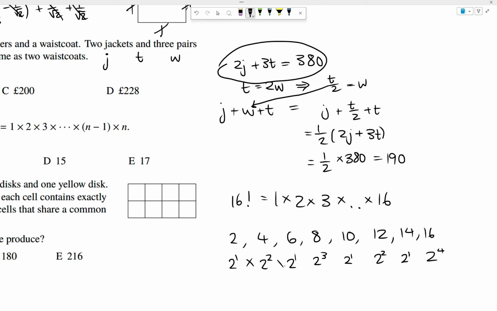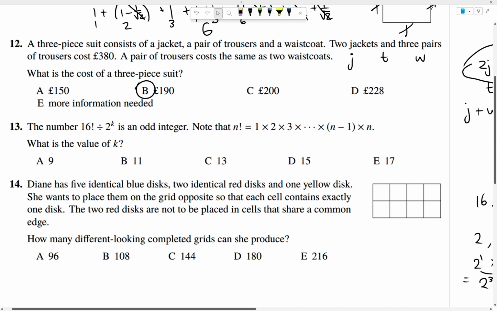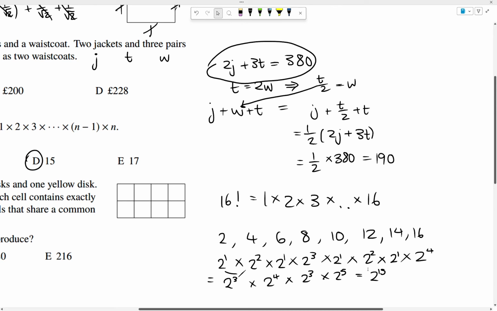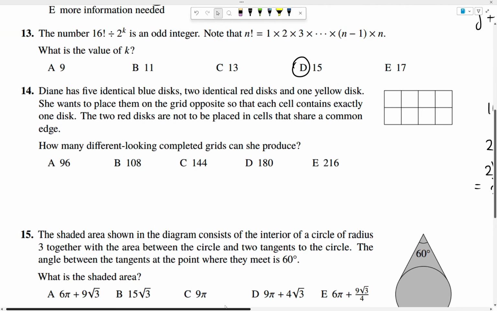So therefore the highest power of 2 which divides 16 factorial is their product. And that is 2 to the power of, if I put these together, 2 cubed, times 2 to the 4, times 2 cubed, times 2 to the 5, and that is 2 to the 15, I think. So my answer for the value of k will be 15. And the reason is, if we divide 16 factorial by 2 to the power of 15, we'll have no more even factors left, so we'll be left with an odd number, which is what the question said.